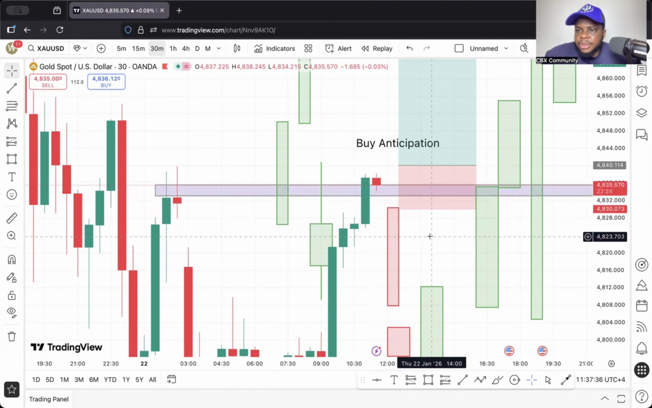Let's see what the market structure wants to do. It has created a wick. The candle has created a wick. 6 minutes.